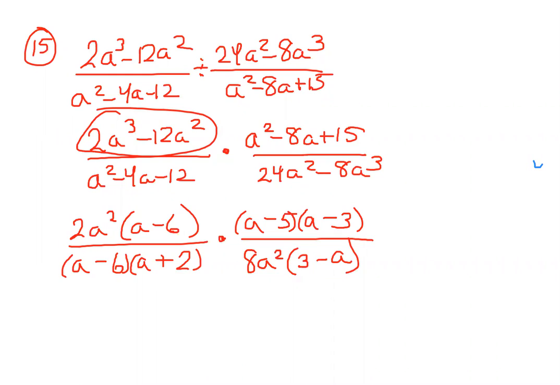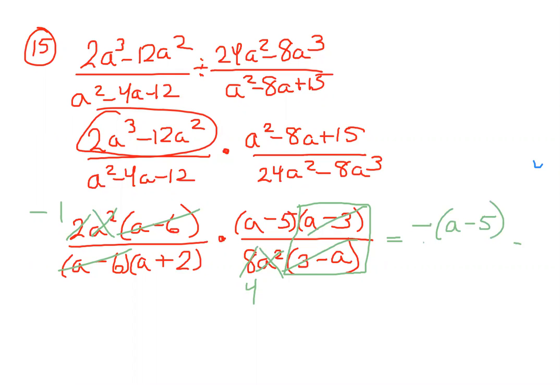And let's see what we can cancel. We can cancel a minus 6 and a minus 6. 2 goes into there once, and 2 goes into 8 4 times. We can cancel the a squareds. And then we've got an a minus 3 and a 3 minus a. Can we cancel those? Only if we put a negative out in front. So we're left with negative a minus 5 over 4 times a plus 2. That's what we're left with.